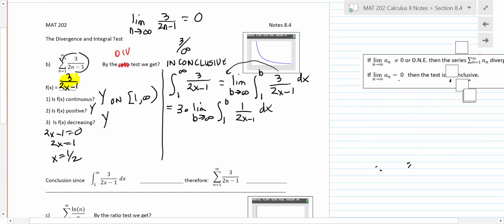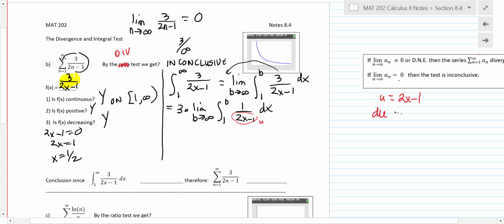Now that integral right there is probably a logarithm. It's probably a natural logarithm, and you probably need to work with a u-substitution. Sometimes these integrals you can do in your head. I'm going to go ahead and just do this by u-substitution. So I'm going to let u be the denominator, 2x minus 1.